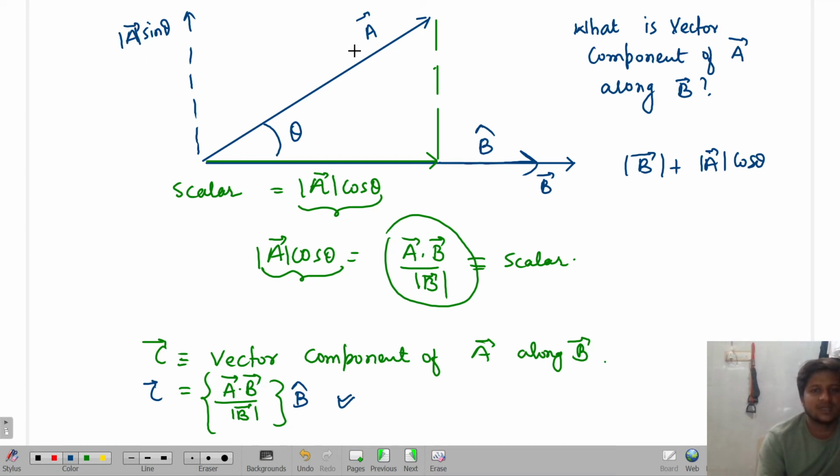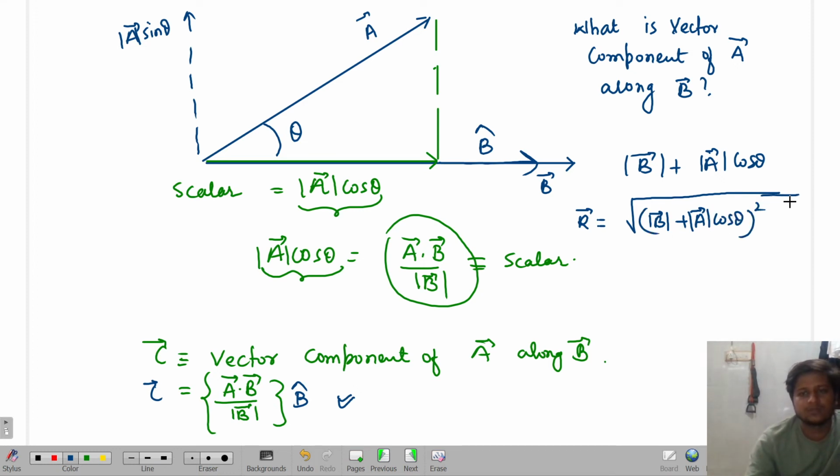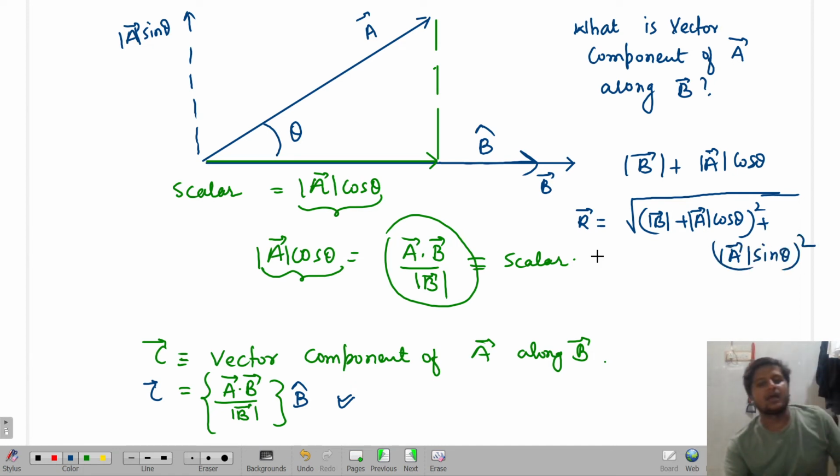If someone asks you what the net resultant is, it will be root over modulus of vector B plus modulus of vector A cos theta whole square, plus modulus of vector A sin theta whole square. I'll just apply this formula and I'll get the net resultant. Understood or not? This is the trick which we follow, because finding the vector component is very complicated. Got it or not? Understood or not?